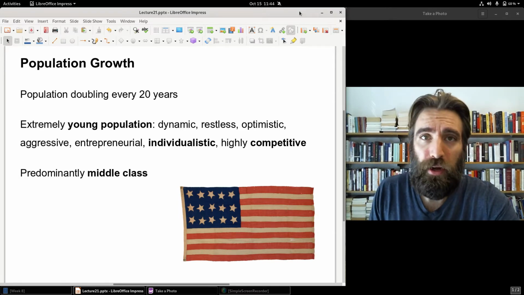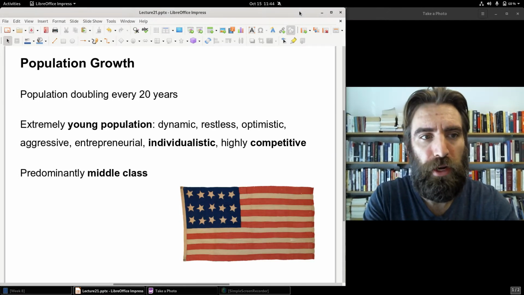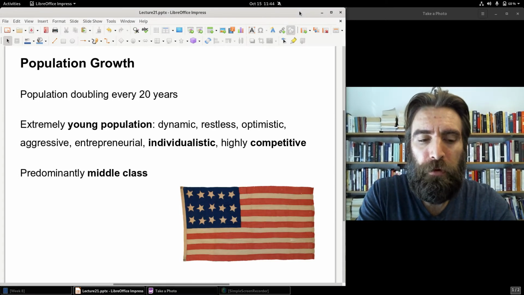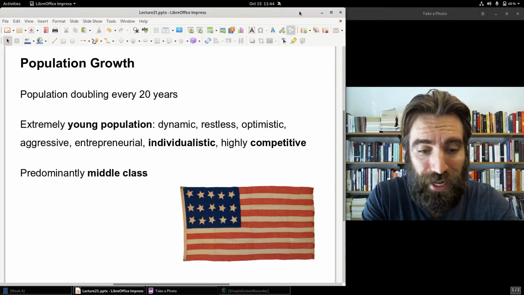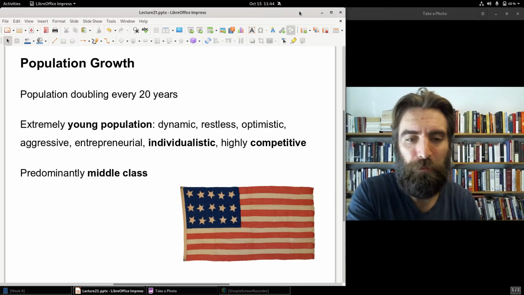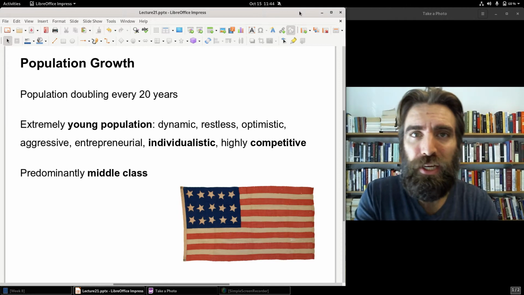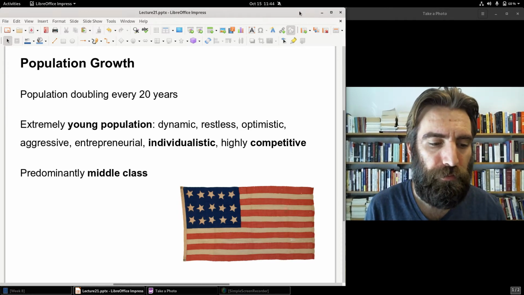Another sign of a growing economy is a growing population. Population was doubling every 20 years, and it was an extremely young population. The median age was only 17 years old. Think about that. The median age was only 17 years old in America during this period.